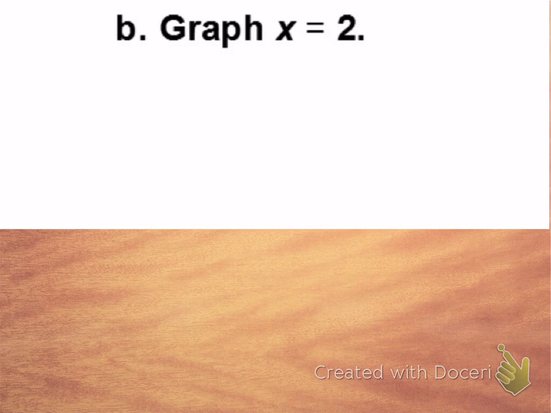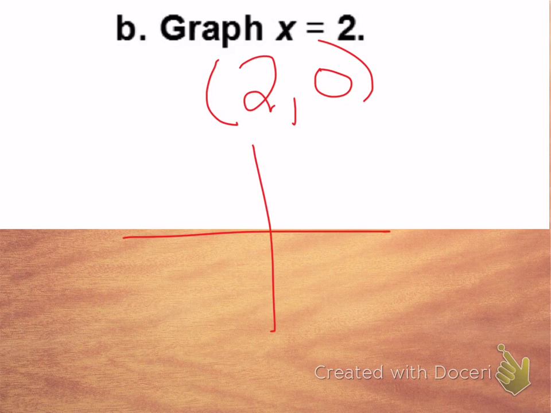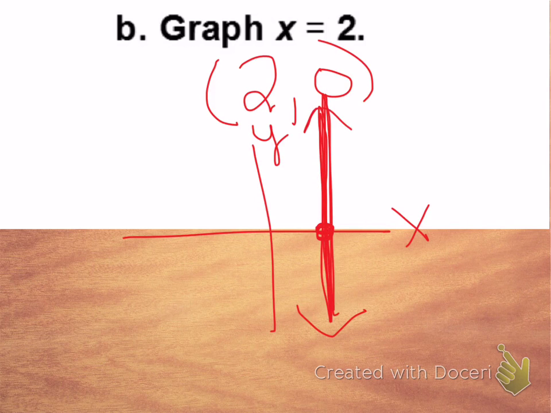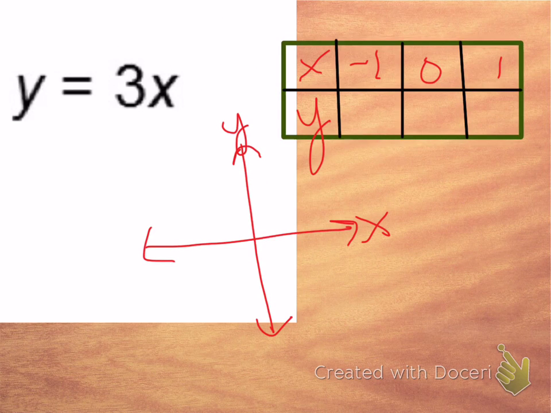The next example, graph x equals 2, is going to be a vertical line. So 2, 0. So my x-axis, my y-axis, I go right 2, and I plot my point, and I make a vertical line up and down. Okay, so that's how you plot the point. X equals 2. It's an up and down line, vertical.